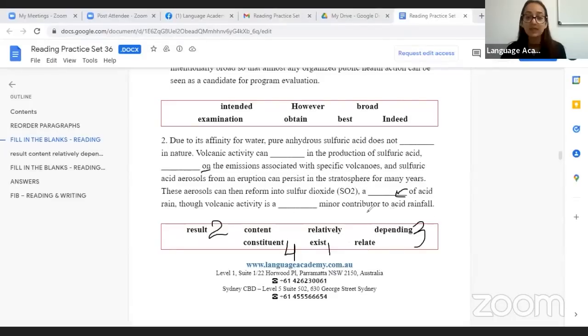Though volcanic activity is a minor contributor to acid rainfall, the sentence is complete. So we need an adverb, that tells how minor it is. So the adverb is the only one given, relatively minor. So we should select that.